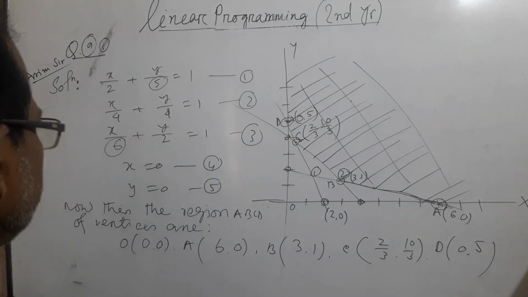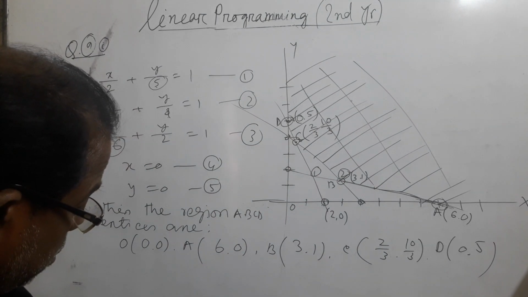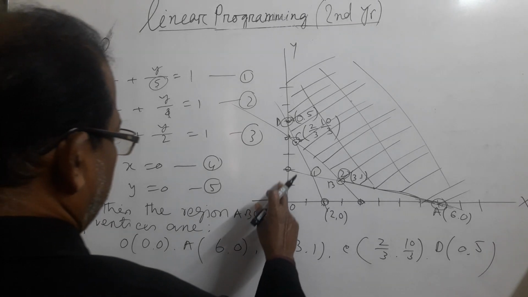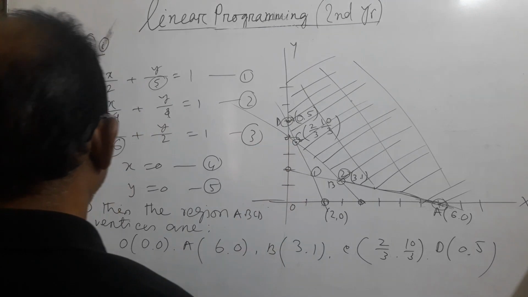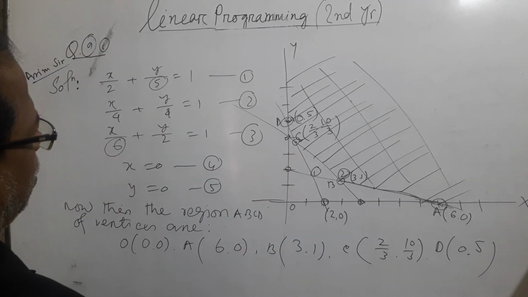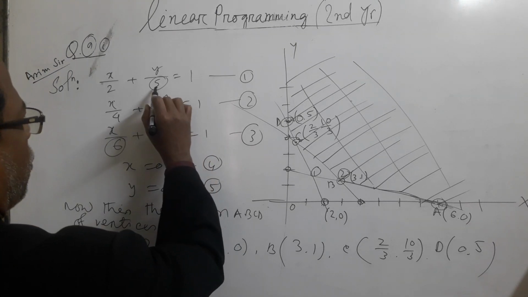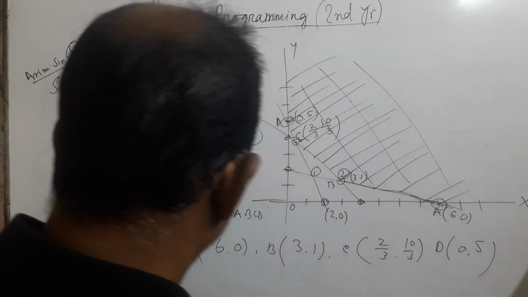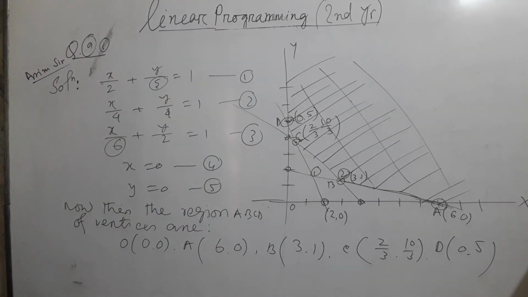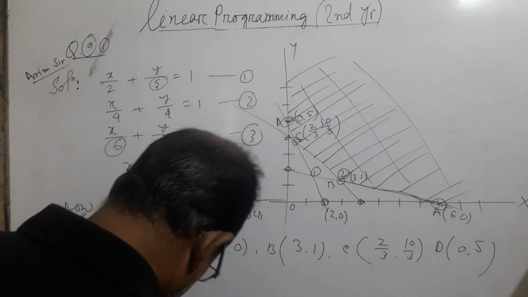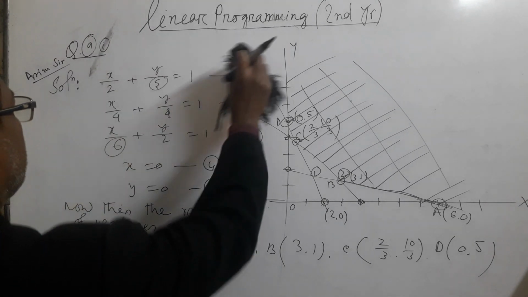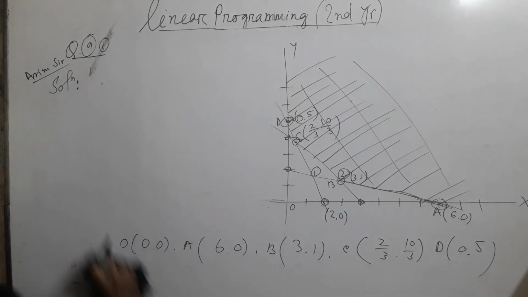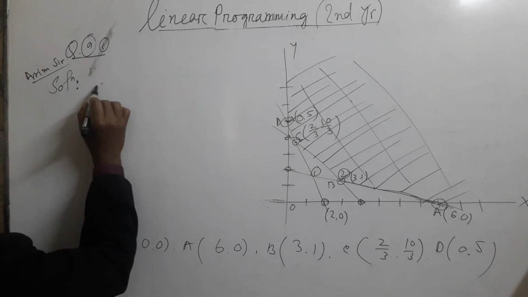So 0, 5, 1, 2, 3, 4, 5. This is the 0, B. 0, 5 is the point D. Well, this is the third part. So, the value of the minimization of the region. Minimization of the region.